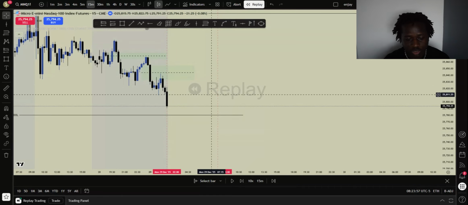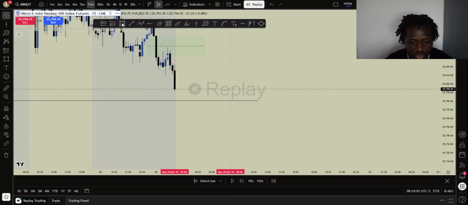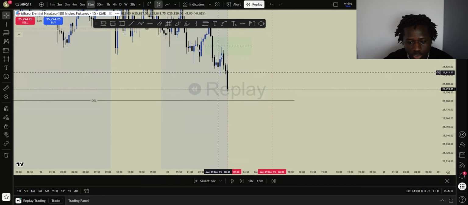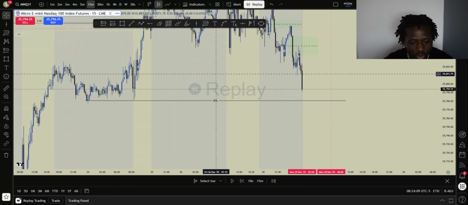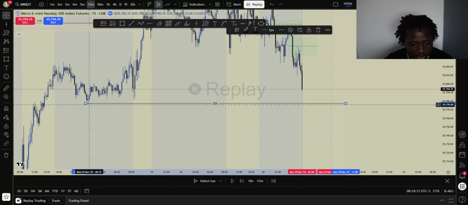Okay, it opens really bearish. It drops really close to our draw on liquidity, right? Now I can mark out the 4-hour opening price. Let me put this properly out.